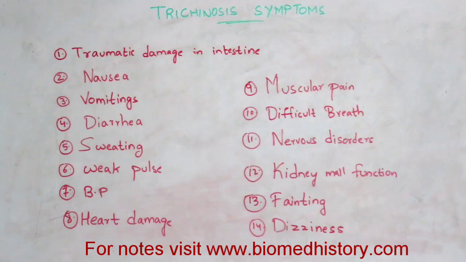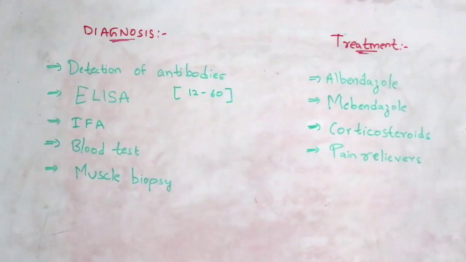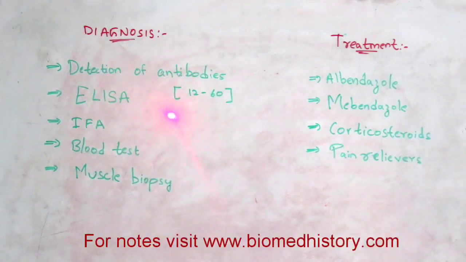Now let us see the diagnosis and treatment for a person infected by this disease known as trichinosis. The first one is detection of antibodies. There are several types of antibodies like IgG, IgA, IgM, IgE and IgD. This disease can be detected only through the antibody IgG, so detection of IgG antibodies is one diagnostic test. The second ones are the ELISA test, IFA test, blood test and muscle biopsy.